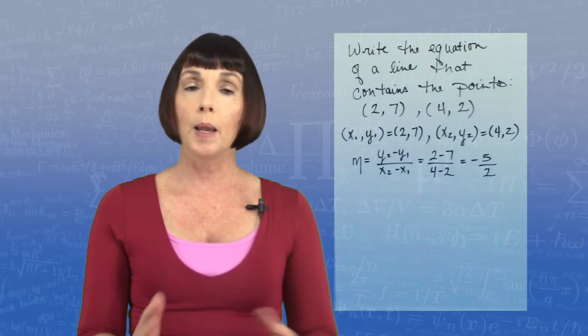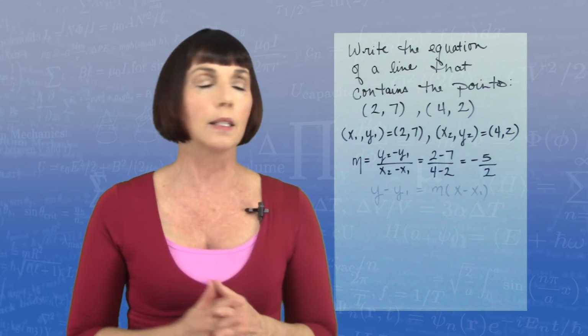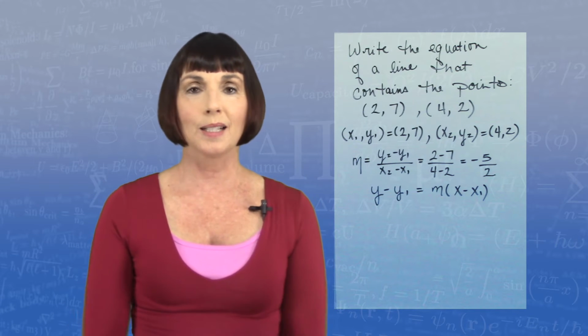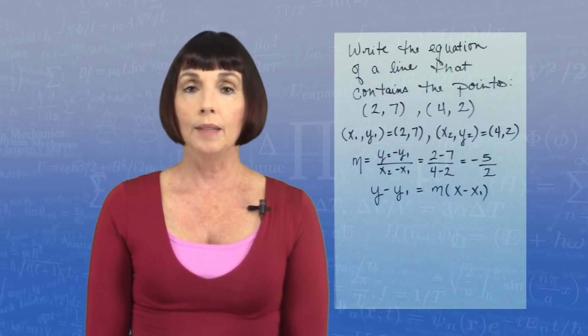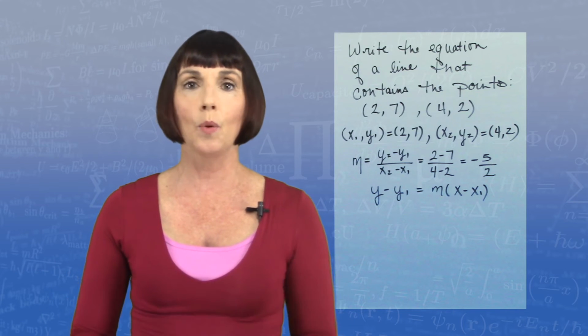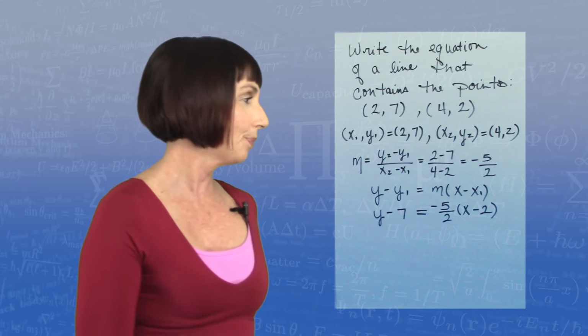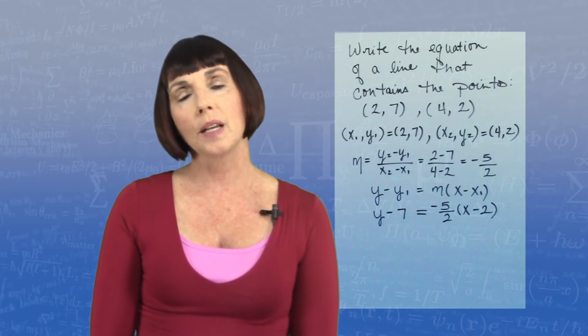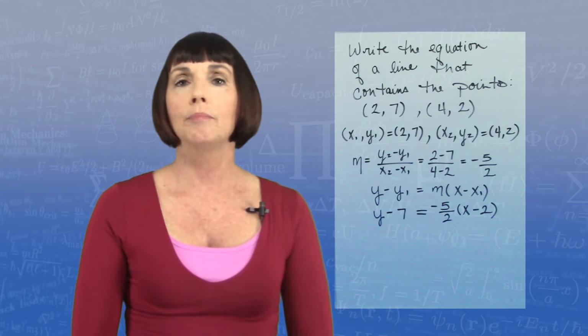Okay, now remember our point-slope form is y minus y1 equals m times the quantity x minus x1. So I'm going to plug (x1, y1) and m into my equation, and I get y minus 7 equals -5/2 times the quantity x minus 2.